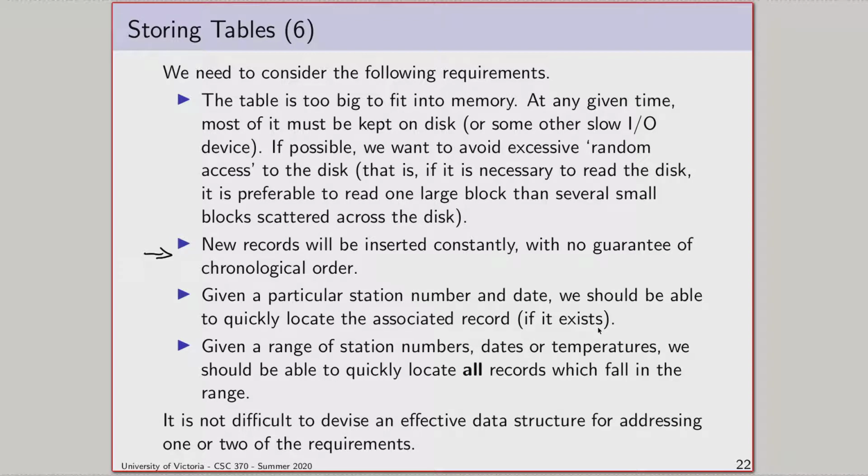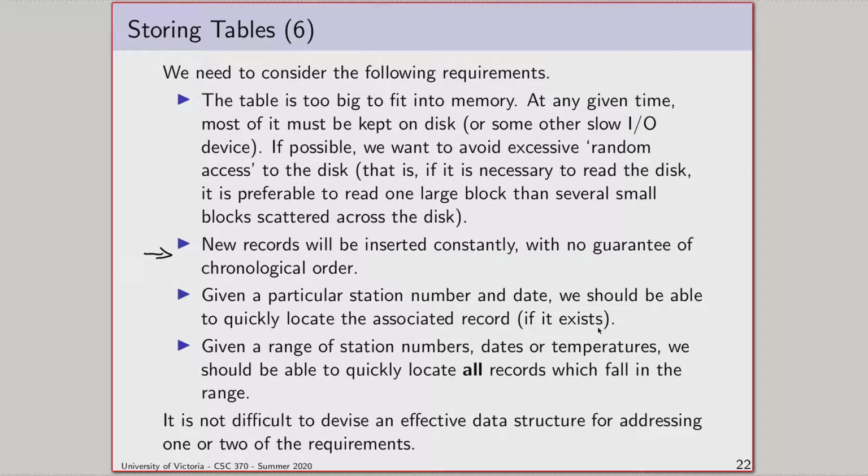So I might want to say, give me all observations from between February 1st and February 15th. That's a valid request. That's a range query. I should also be able to do that quickly. So not just straight up lookups, but also being able to find all things whose value falls in a particular range, even if it's a continuous range.